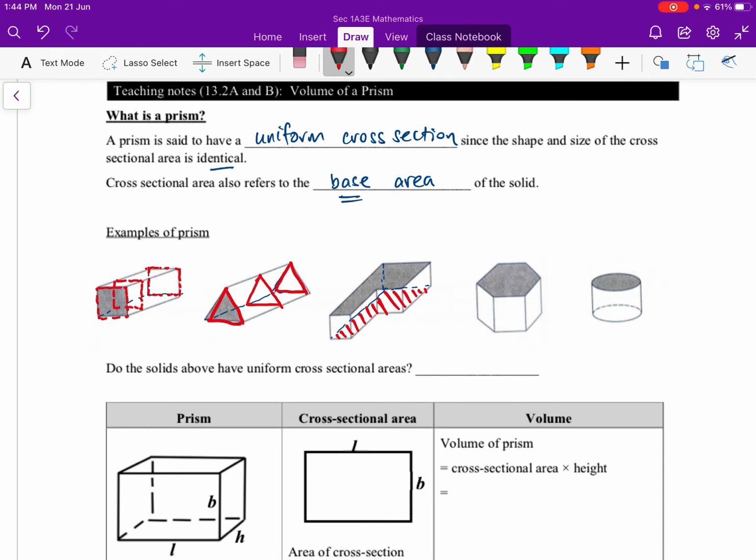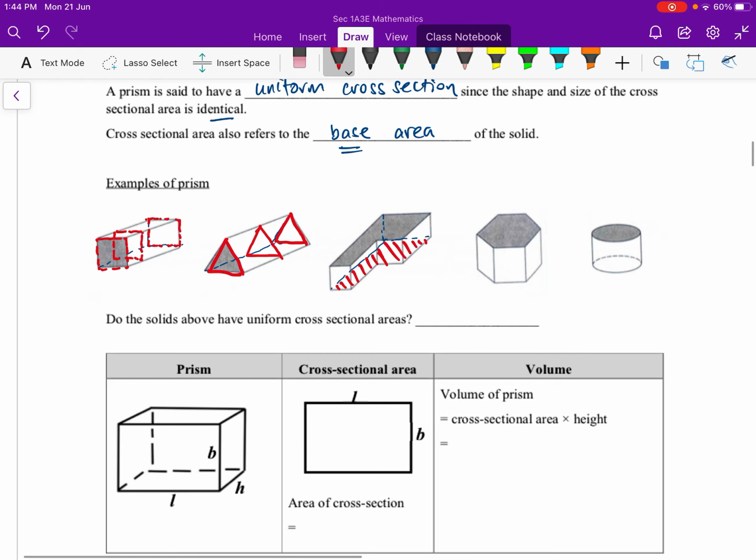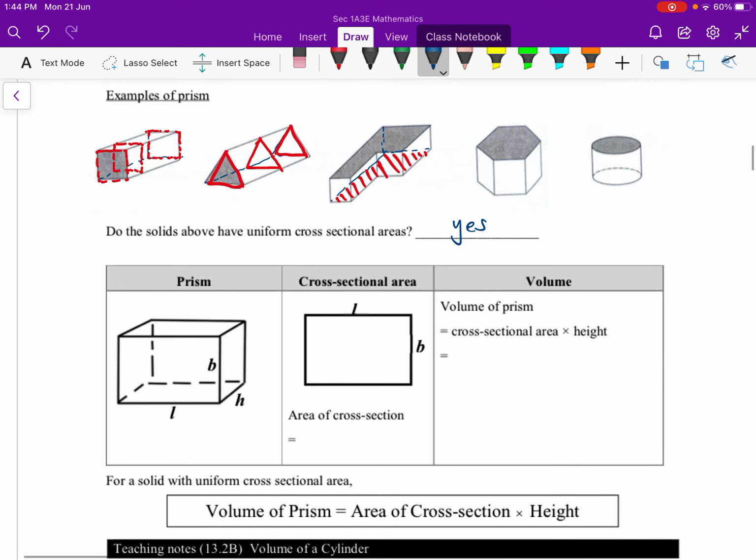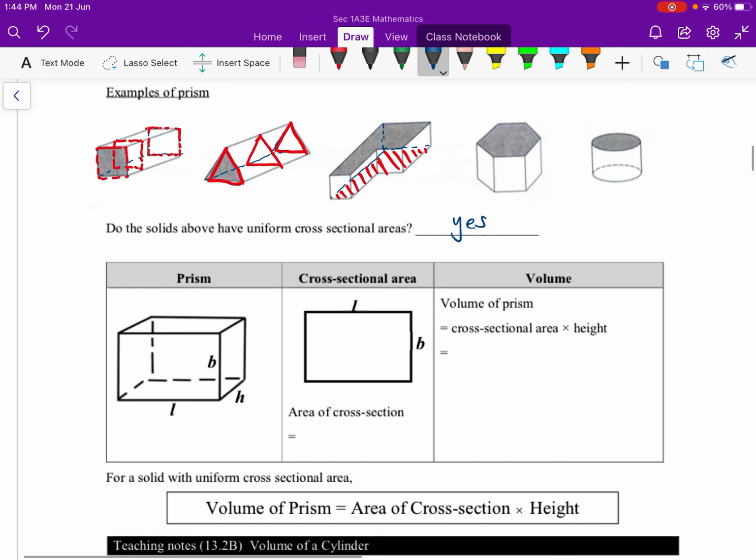So the very first skill that you need to have is to be able to identify where the uniform cross-section is, if it does exist. So in this particular case, all these solids above, they have uniform cross-sectional areas. Now, again, for the first example, which is a cuboid, it is a prism because it has a uniform cross-sectional area.